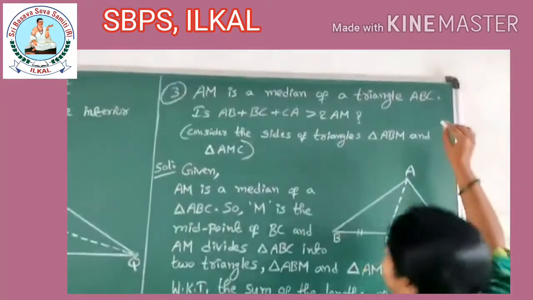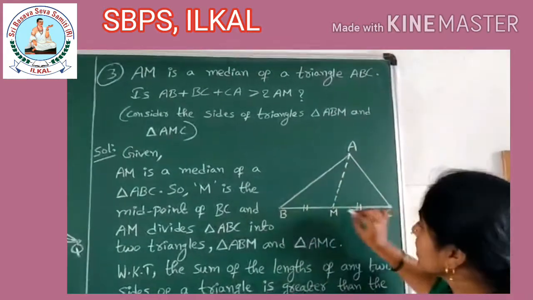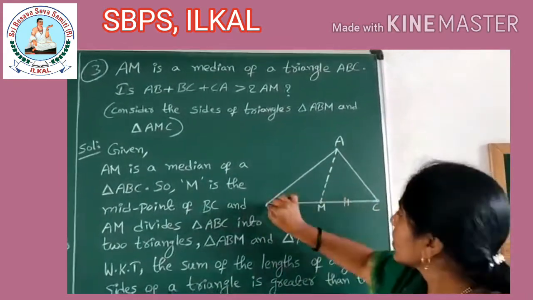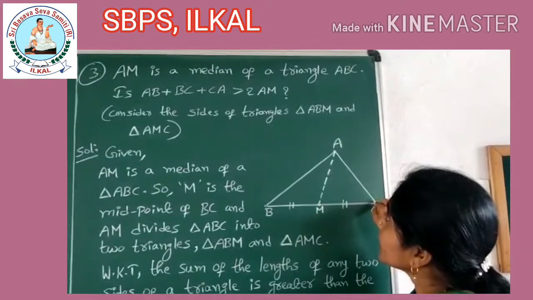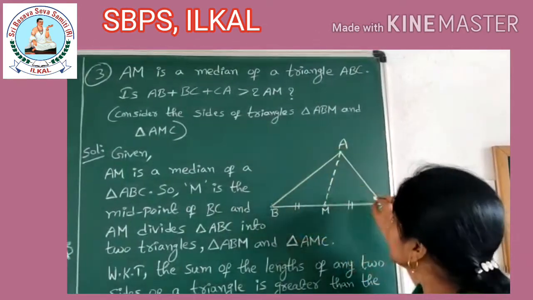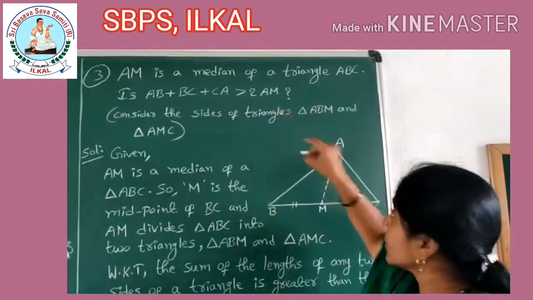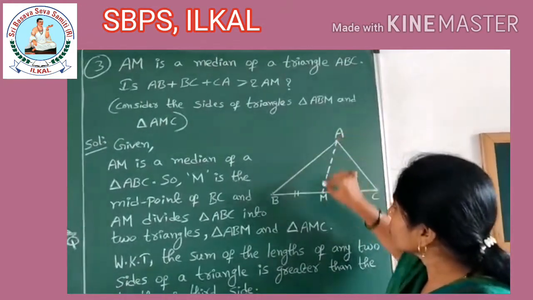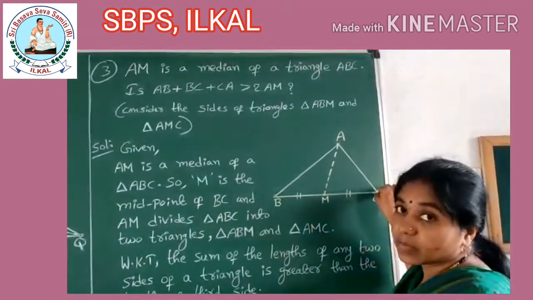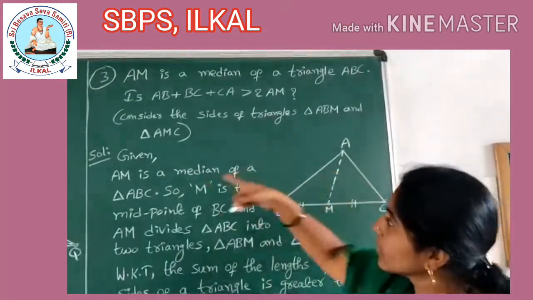Next question. AM is the median of a triangle ABC. ABC triangle, children. AM is the median of this triangle, they have given. Is AB plus BC plus CA greater than 2 times AM? This median is drawn from vertex A to the opposite side, that is BC. They have considered the midpoint of BC and drawn a median.